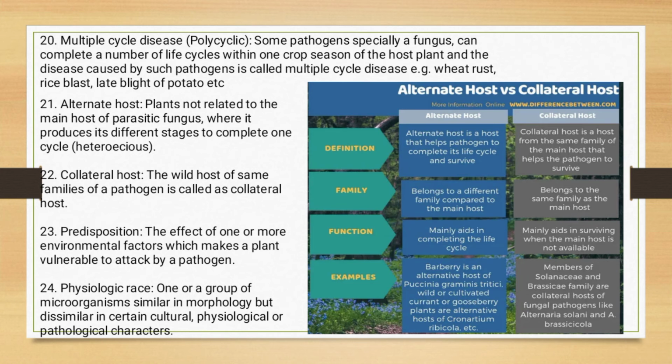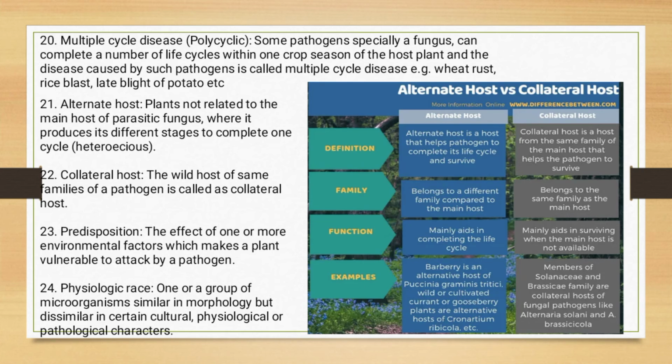Next, regarding the family, an alternate host belongs to a different family compared to the main host, and a collateral host belongs to the same family as the main host. Regarding the function, an alternate host mainly aids in completing the life cycle. Then a collateral host mainly aids in surviving when the main host is not available.